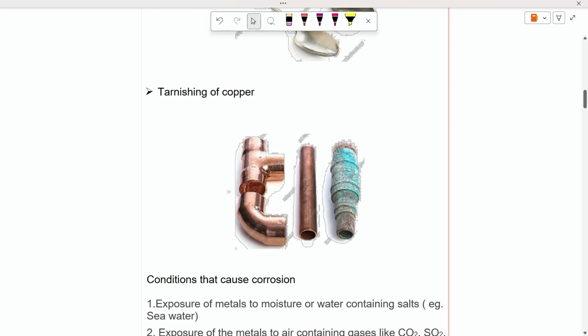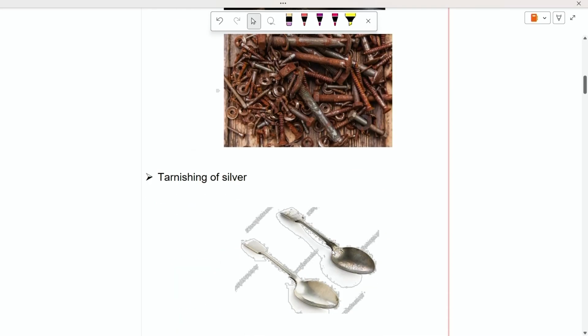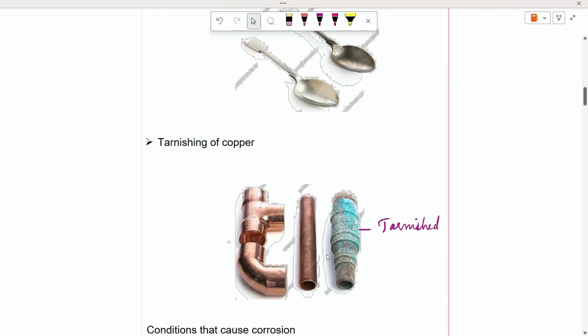Again, here I am showing the picture of tarnished copper. The first one is a pure one, a new one with a nice copper shining appearance. This is partially tarnished. The other one with the bluish green color is heavily tarnished copper, tarnished to a greater extent. So, these are the examples of corrosion: rust on iron, tarnishing of silver, tarnishing of copper.